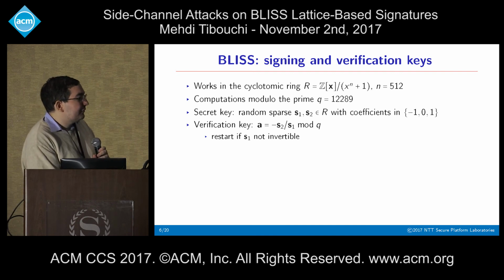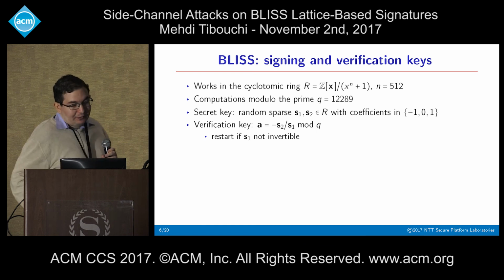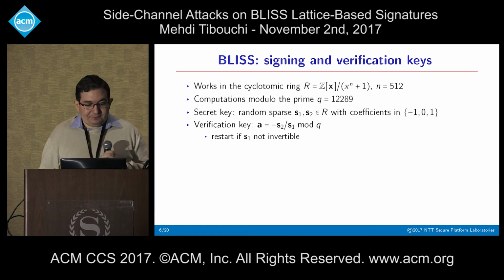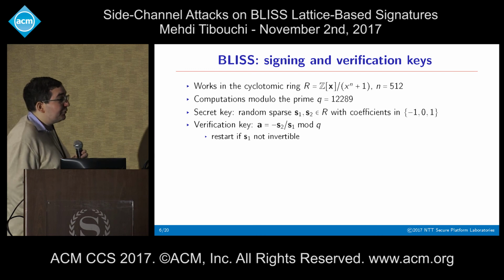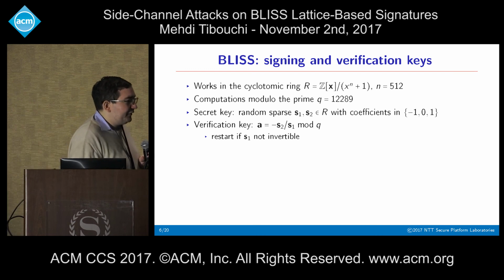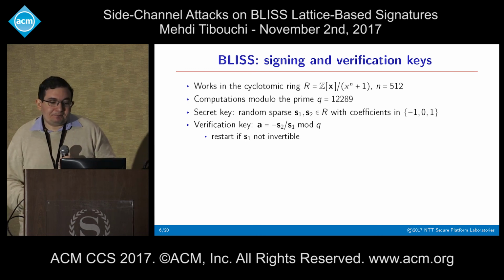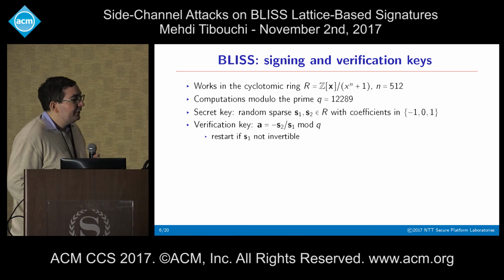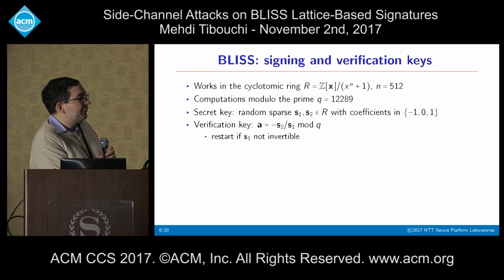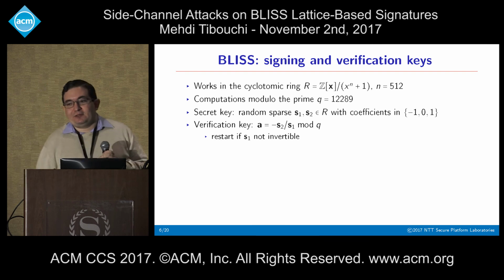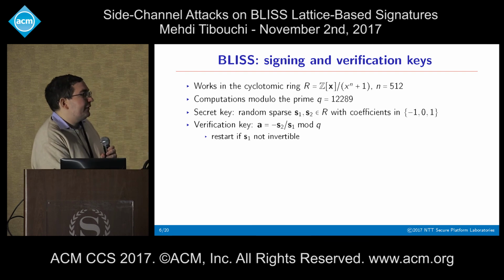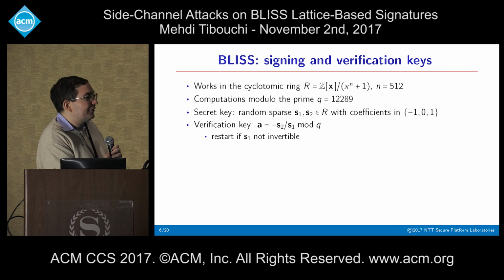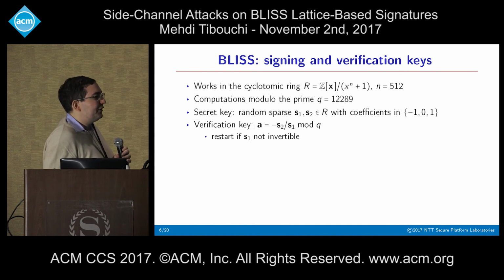So you have to make sure that S1 is invertible mod Q somehow. If not, you restart. And you've seen the BLISS signature again. So let me emphasize some parts that are interesting for us. You've seen the Gaussian sampling. That's the part that was attacked in the previous paper. In our paper, we also have an attack on this, but a bit theoretical.